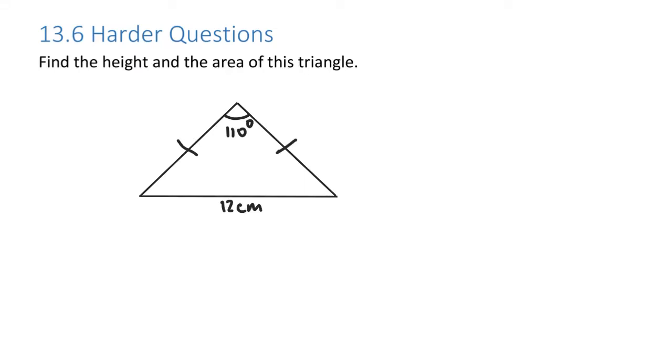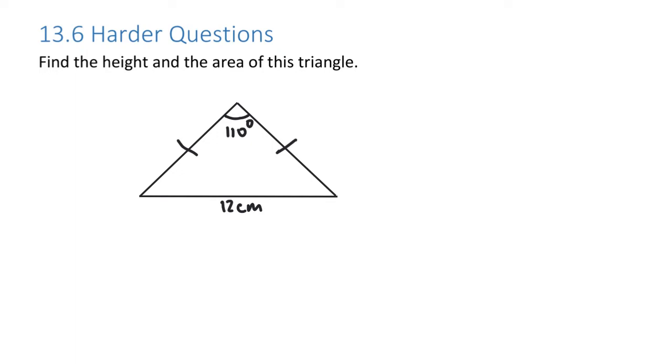In this video, we're going to look at harder questions involving trigonometry. And the first one is to find the height and the area of this triangle. So what we can see about this triangle is that it's an isosceles triangle.